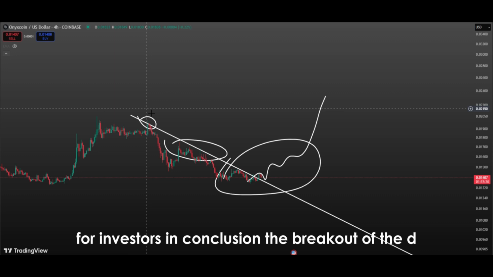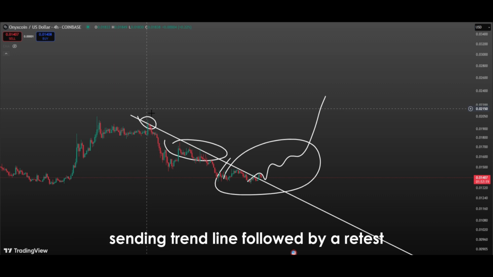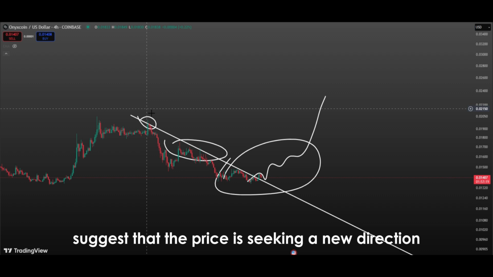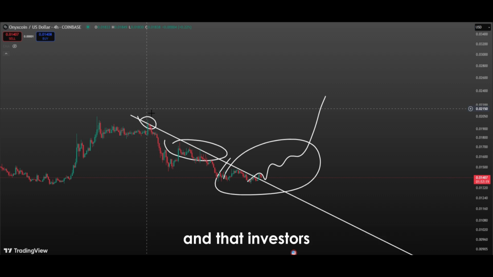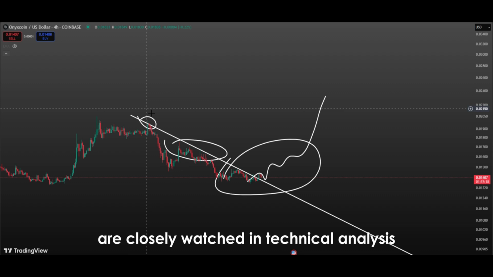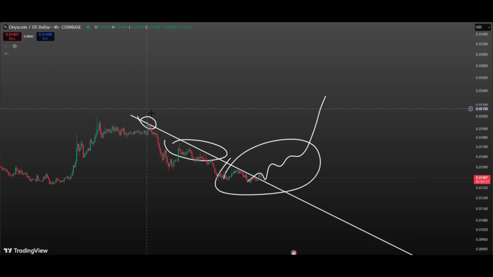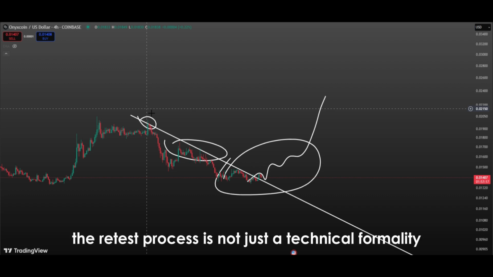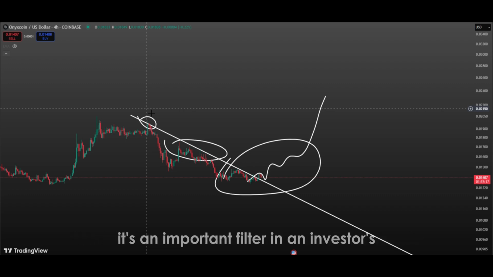In conclusion, the breakout of the descending trend line followed by a retest suggests that the price is seeking a new direction and that investors may be shifting to a more positive outlook. These structures are closely watched in technical analysis and provide valuable clues about future price movements. In this context, the retest process is not just a technical formality, it's an important filter in an investor's decision-making process.